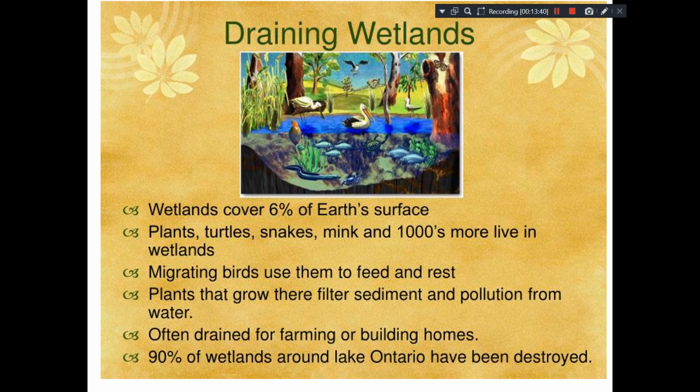Actually, wetlands cover about 6% of the Earth's surface, and plants, turtles, snakes, mink, and thousands more animals live in this wetland. Many migratory birds visit this wetland to feed and rest, because the plants that grow there filter sediment and also filter the pollution from the water. These wetlands are drained for farming or building homes or building cities. For various reasons, the wetlands have been converted.